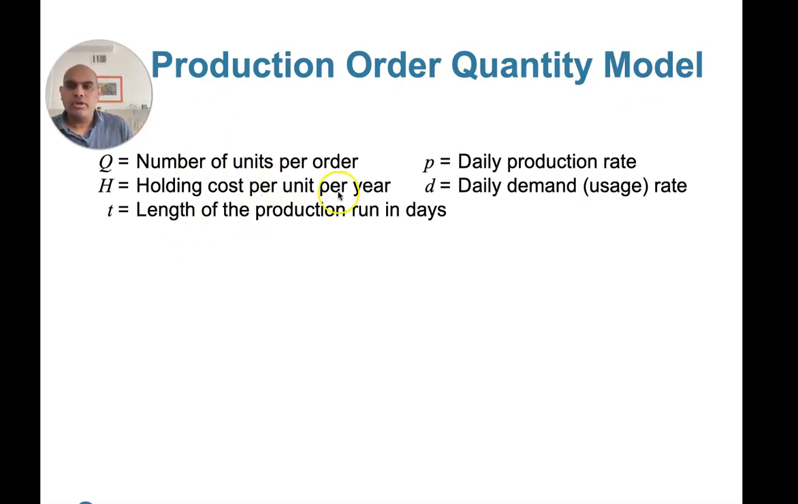H is still the holding cost per unit per year. We'll say that P is the daily production rate. So this tells you how many units you can produce in a day, and D is the daily usage rate or demand rate. So how many units are on demand, right? So production rate and demand rate. So these are daily numbers.